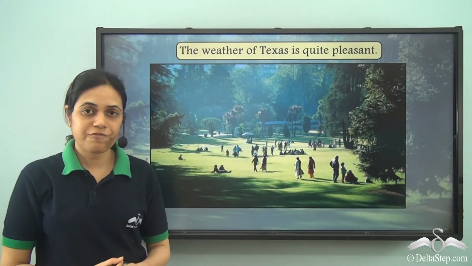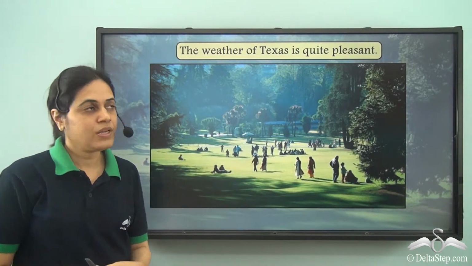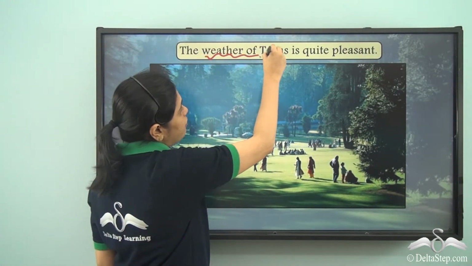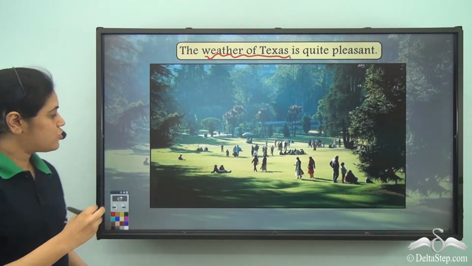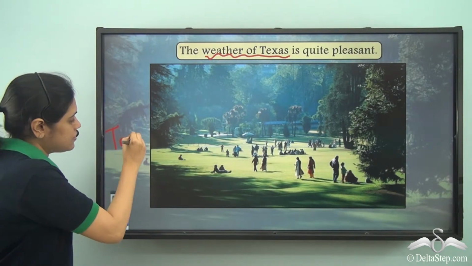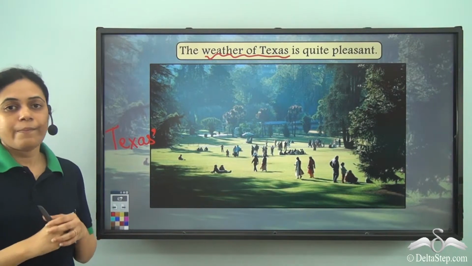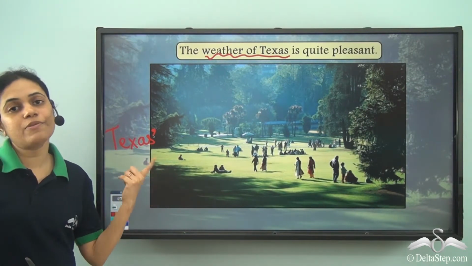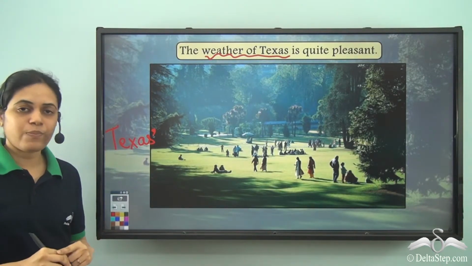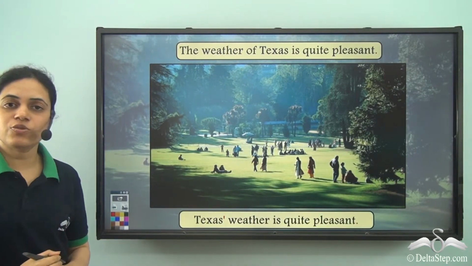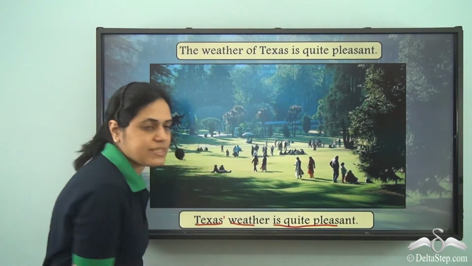What about the names of places? The weather of Texas is quite pleasant. Now instead of the weather of Texas, I can write Texas weather. So Texas with an apostrophe. But since this is the name of a place, I do not put another S after the apostrophe. So the correct way to write it is Texas' weather is quite pleasant.